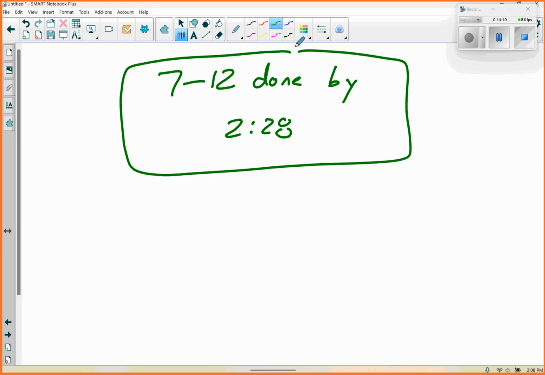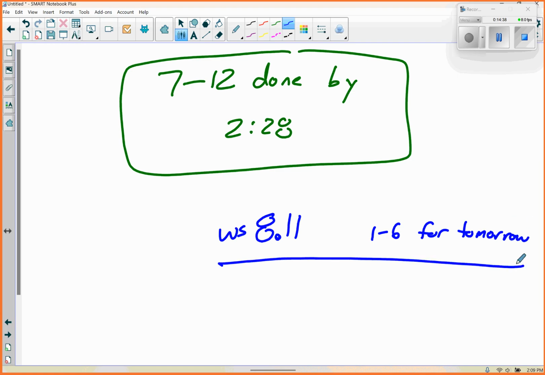When you come up to give it to me, I need you to double check my work against your work, and let's see if we can make a mistake. Deal? And then I have another worksheet for you to work on. So once you have turned this in, you will be given worksheet 811, in which I would like you to do 1 through 6 for tomorrow. So what's due by 2:28? 7 through 12, so the backside. So get it done. If you need a calculator, I got plenty of them.